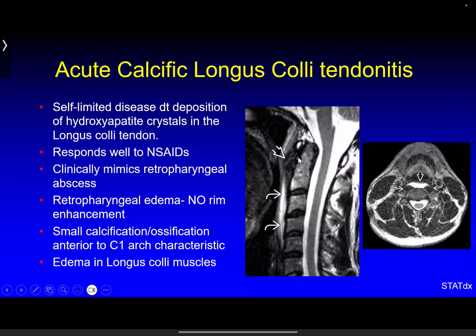This is an MR, sagittal and axial, STIR sequences. You can see this retropharyngeal edema in the upper cervical spine, and the T2 hypointense signal corresponding to the calcification, which is of course better seen on CT.